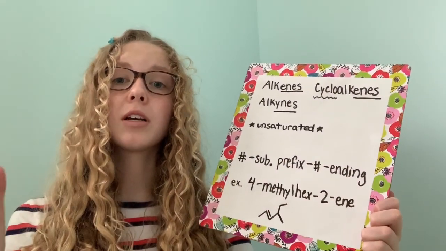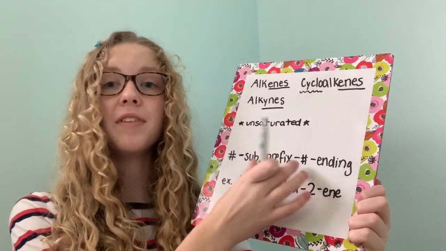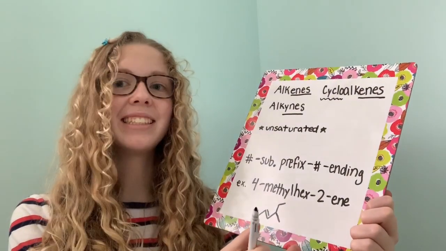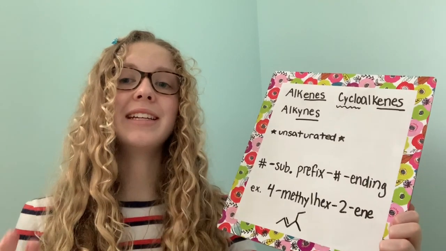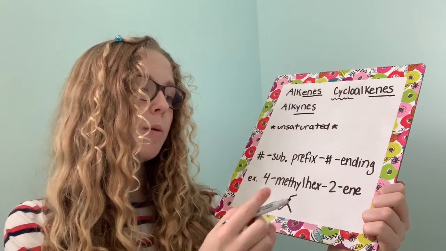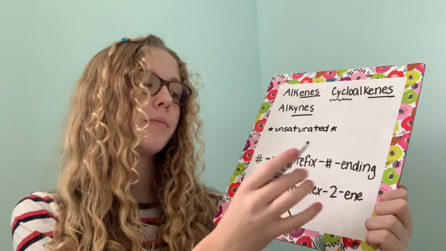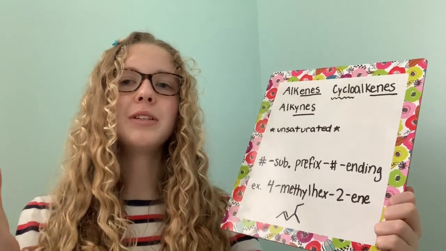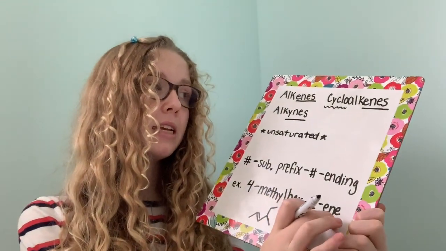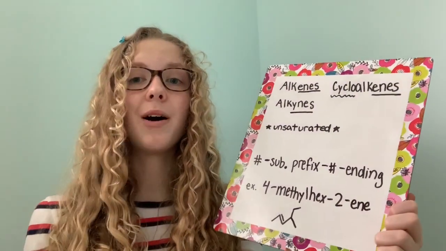Now, once you find the longest carbon chain, in this example it is 6, so you use the prefix for 6, which would be hex. Then you state where the double bond or triple bond is found. In this example, there is a double bond, and it is found at carbon 2. This is where it starts, so that's why there's a number there. And then you put the ending that shows the reader whether it is a double or triple bond. So "-ene", as you can see up here, represents a double bond, and "-yne" represents a triple bond.